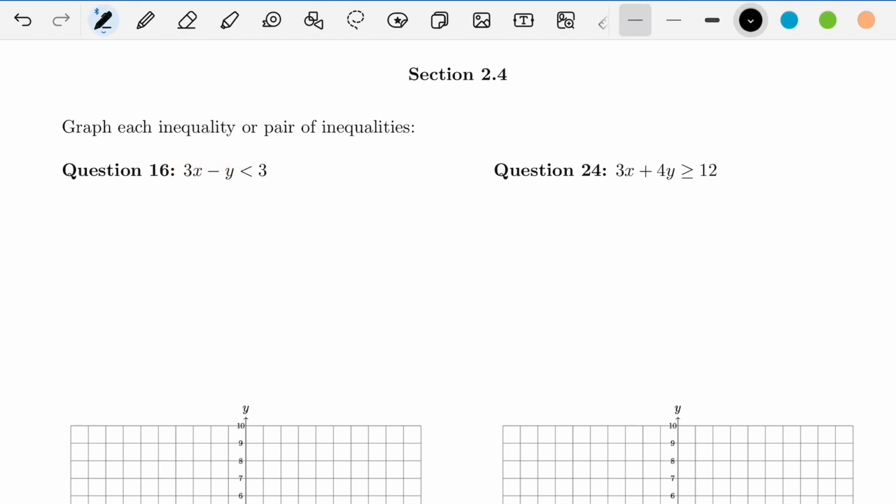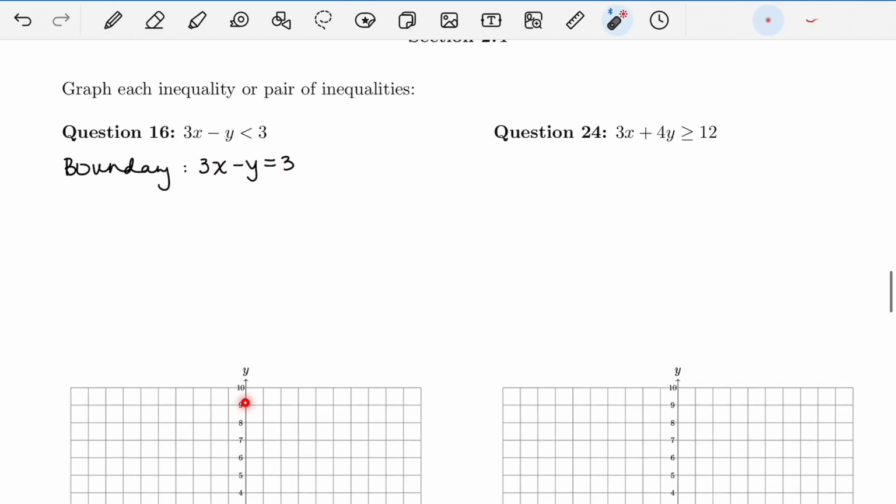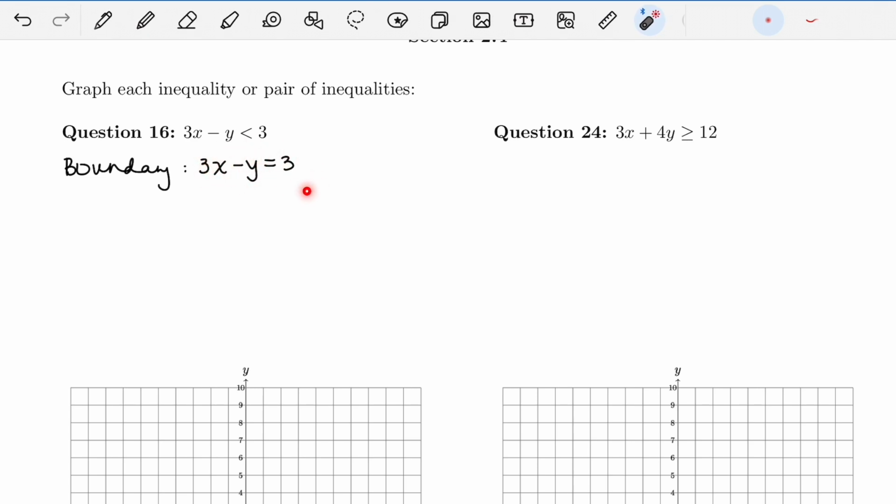So we're going to start off by graphing our boundary line. Now this line is going to be 3x minus y is equal to 3. And what this line does is it's going to separate our coordinate plane into different regions, where this is going to be less than 3 or greater than 3, or on this line, this is going to be equal to 3. So first thing we want to do is graph this here. And what we'll do to graph this is we'll solve for y, because then we can easily see what our slope and intercept is going to be.